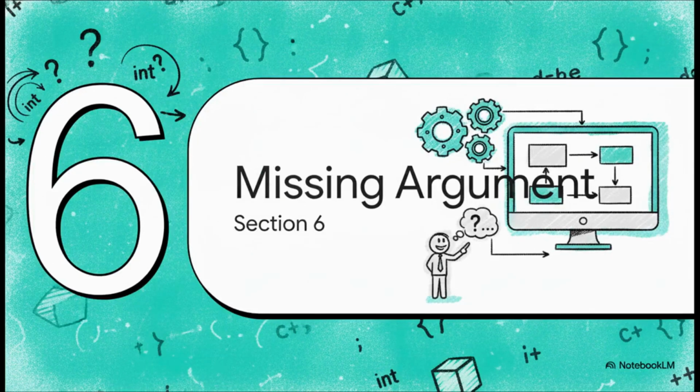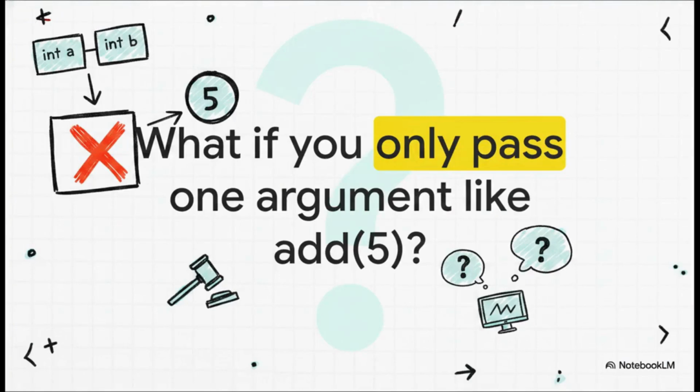Section 6, Missing Argument Challenge. To wrap up, we've got a tricky homework question designed to test your true grasp of function parameters. Now that we've covered the core mechanics, Skip Uni leaves us with this interactive cliffhanger. Here's the scenario. You have a function designed to require two parameters, a and b. But what if you make a mistake and only pass a single argument when you call it?